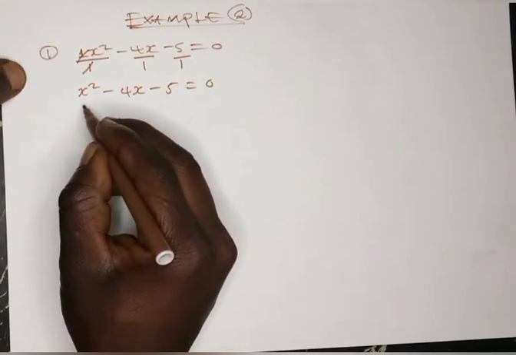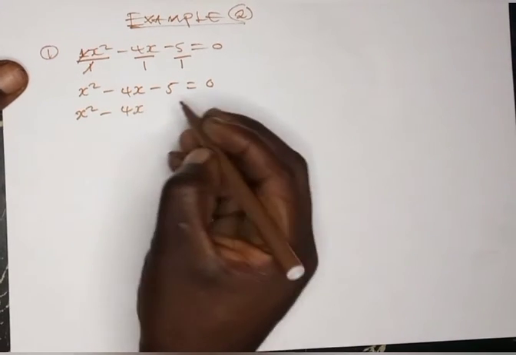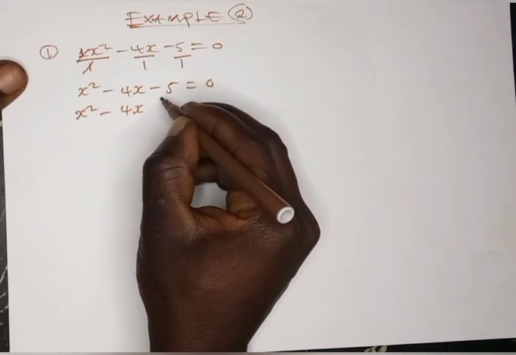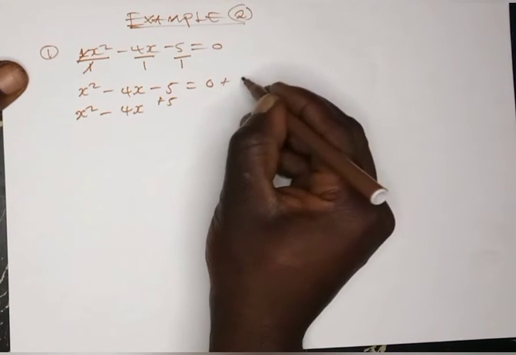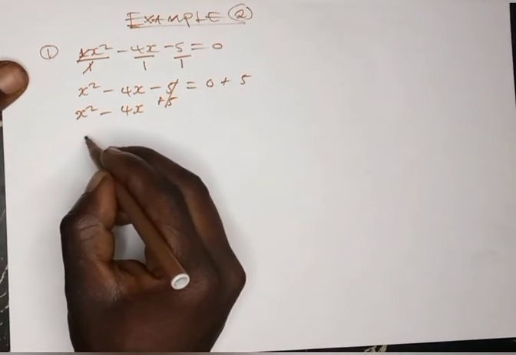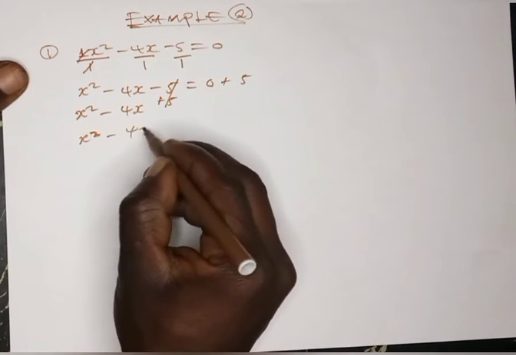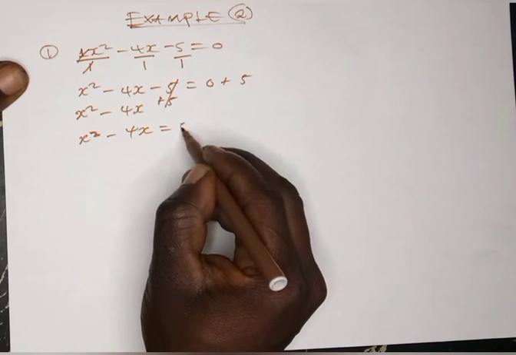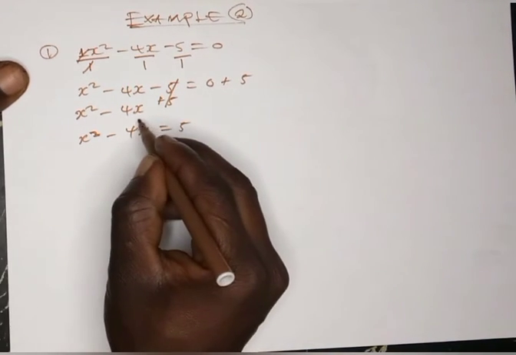So this is stage 2. Stage 2 now, x squared minus 4x. Then we are going to add 5 to both sides. Then negative 5 plus 5 will be 0. So we remain with x squared minus 4x equals 5, as you can see.